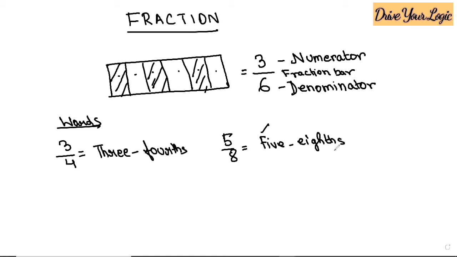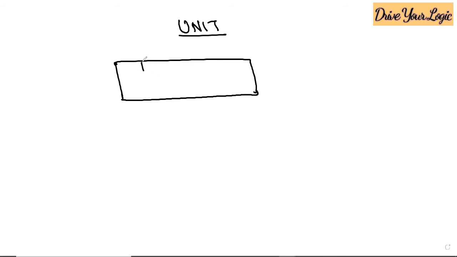Clear? Now I'm going to discuss unit fraction. What is a unit fraction? Suppose I have given one image like this, and there are a few parts, 1, 2, 3, 4, 5. But out of this, only one part is shaded. So unit means the numerator is always 1, and the denominator will be 5. So whenever you get the numerator as 1, it will be termed a unit fraction. Always remember unit fraction.